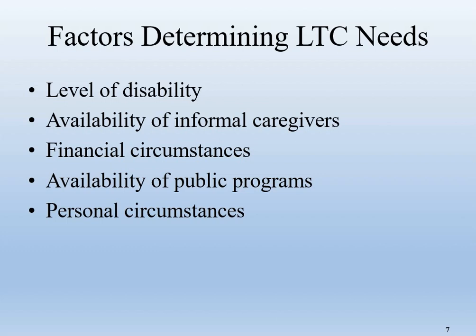availability of informal caregivers, financial circumstances, availability of public programs, and personal circumstances. Again, this is different for different people in different places. So like in a state like New York, there's more services available than maybe in a poorer state like Mississippi. It also depends on the family. Maybe they have a child that can help them.